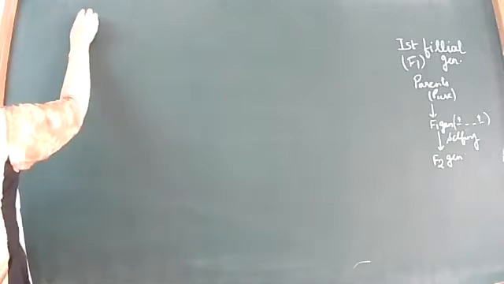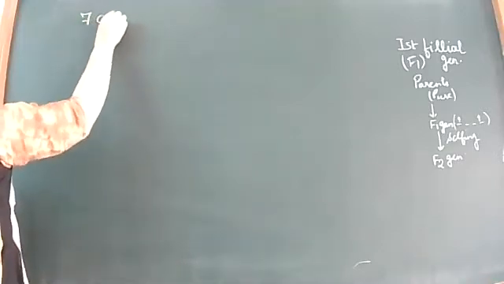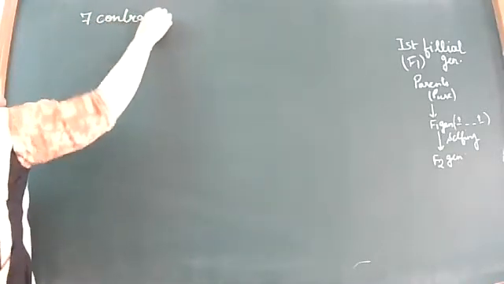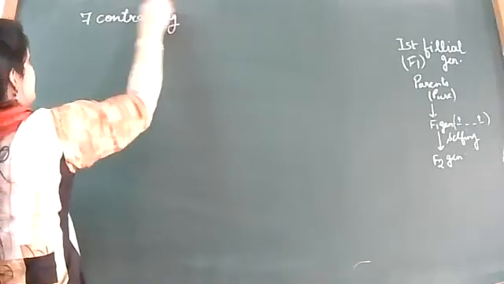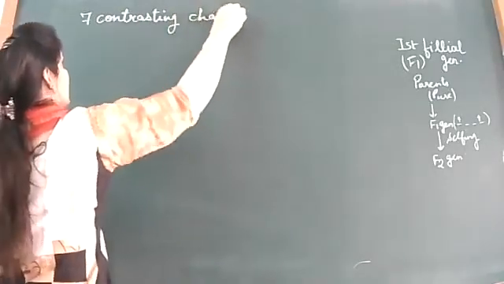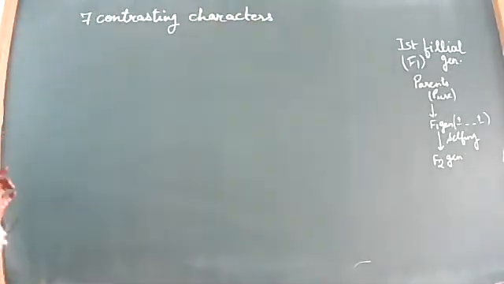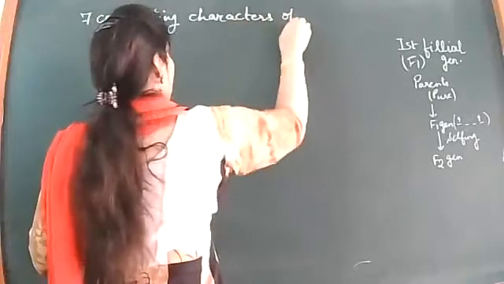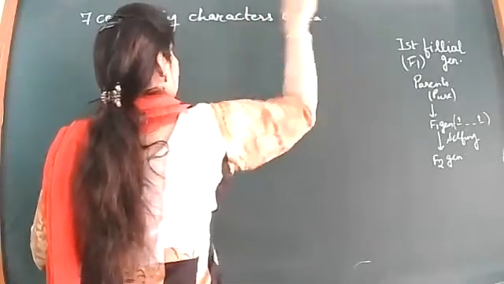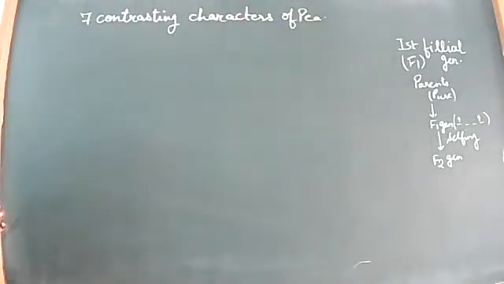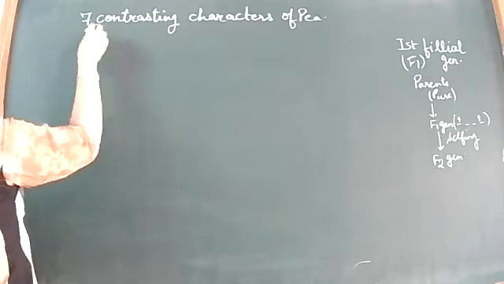That is the 7 contrasting characters of pea plant which were studied by Mendel. What were the characters and what was the contrast found on those characters?